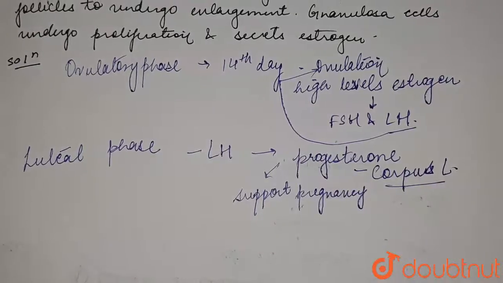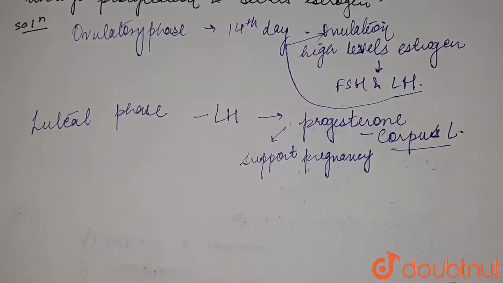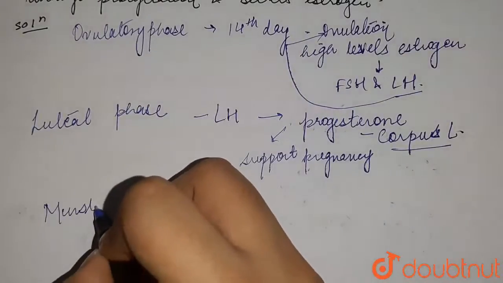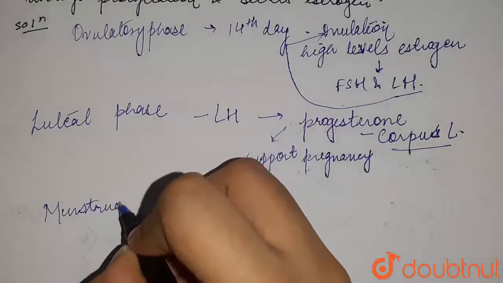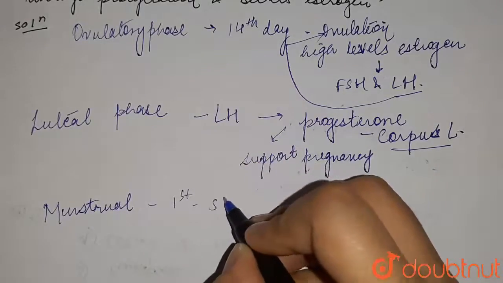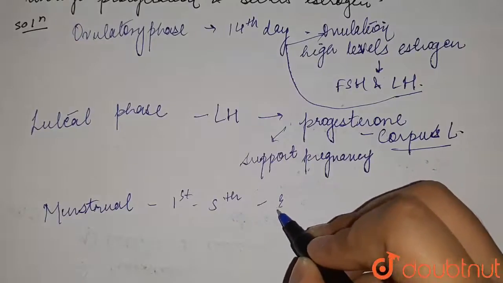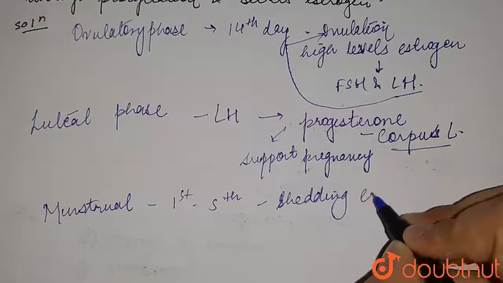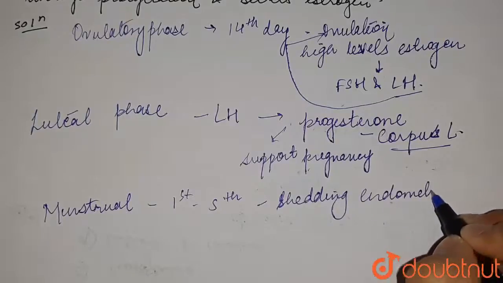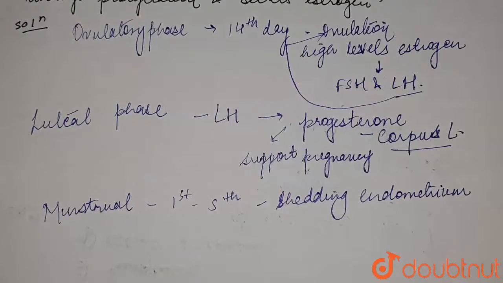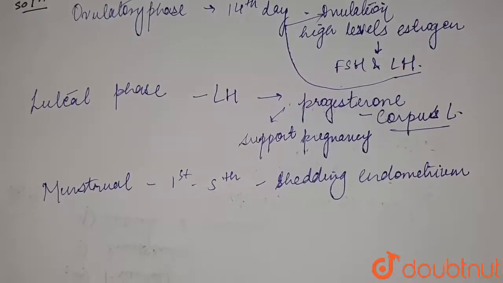Alright, then we have the third phase, which is the option third, which is given to us, the menstrual phase. At this time there is the menstrual bleeding in females, which is from 1st to 5th day, and it is because of the shedding of endometrium. And this will reduce the levels of both estrogen and progesterone. So that means option A, B, C, all three are correct.